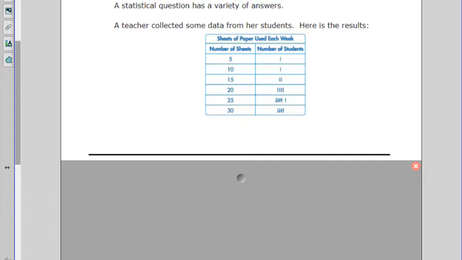Here's another example, and this is in your notes, of maybe a statistical question. A teacher may have collected some data and recorded how many sheets of paper different students used within a week. So here, one student used 5 sheets. Another student used 10 sheets. 2 students, 15 sheets. 4 students, 20 sheets. 6 students used 25, and 5 students used 30. So there were different answers for different kids. So it is a statistical question.